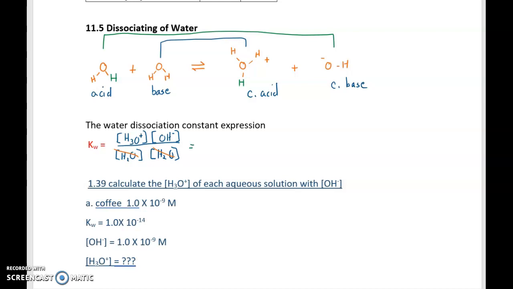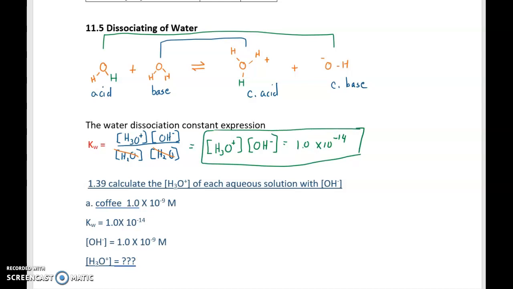And so the equilibrium constant is going to be equal to the hydronium concentration times the hydroxide concentration. And as I've been saying, it's a constant. So it's equal to 1.0 times 10 to the minus 14th. So the concentration of these two in pure water will always be equal to 1 times 10 to the minus 14th. So we can use this equation right here to calculate the concentration of hydronium if we're given the concentration of hydroxide.